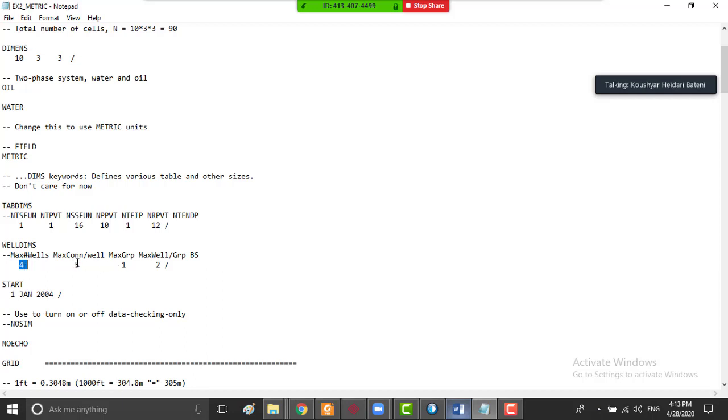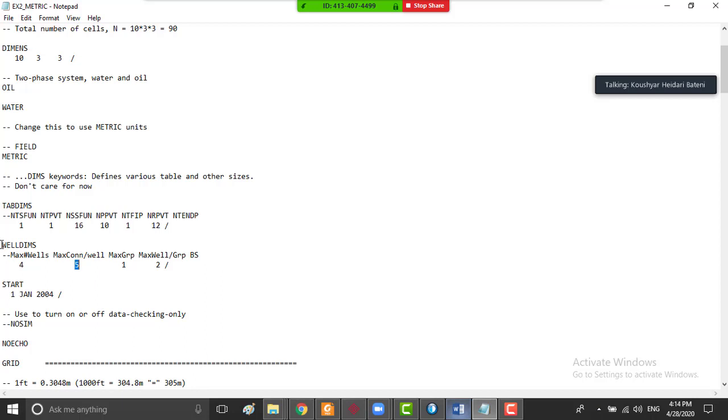If you have many matrix blocks, you have to increase this number so that the matrix blocks connected to one well doesn't exceed this maximum that you have set here. Okay? That is a very important piece of information that you have to keep in mind.